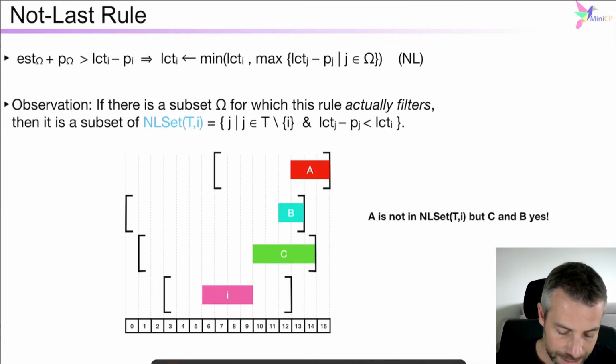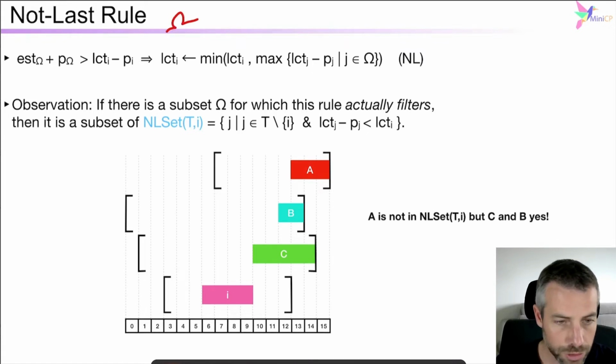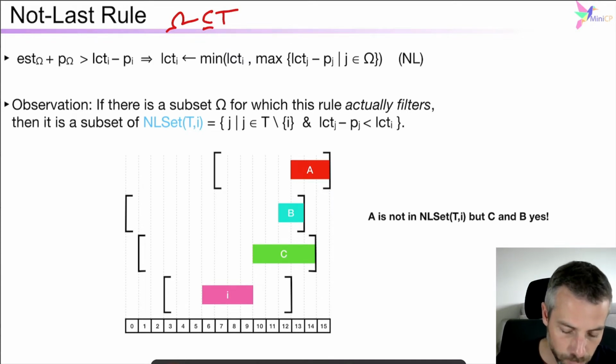The problem is that we need to enumerate possibly all the sets omega, right? All the subsets omega of T, and we do not want to enumerate them all. So let's be a little bit pragmatic, and we can first observe that if we have one subset omega for which the rule would actually filter the latest completion time of I, it must belong to this set, the not last set.